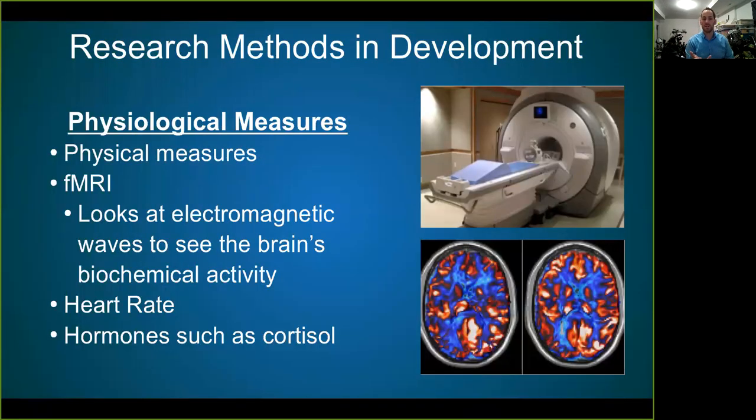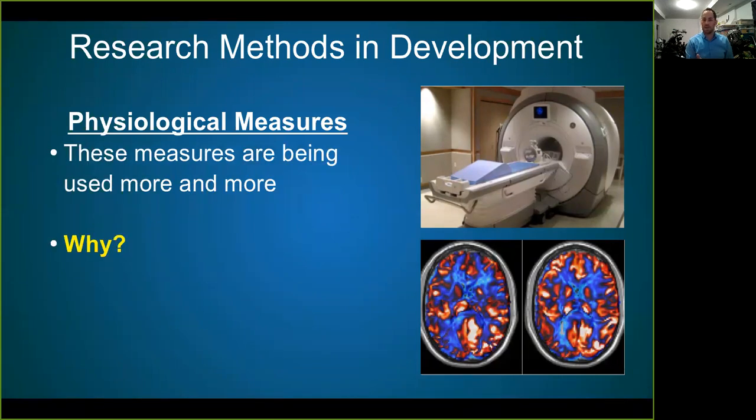You can also do physiological measures, things like fMRIs, looking at heart rates, looking at hormones, say cortisol, a stress hormone. So why would you use any of these given things? Why would you use more than one? Very often it's important to use more than one of these types of research methods to get at all those different arrows we were seeing with development.